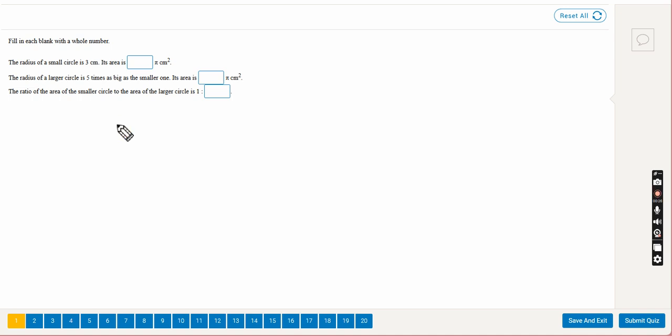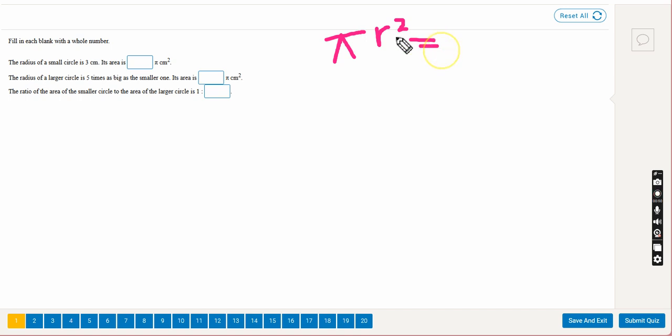Okay, let's start. The radius of the small circle is 3 centimeters. Its area is, so what do you remember for this one? Just keep in mind the formula. The formula for a circle's area is pi r squared. It's always good to write these formulas on the top of the page before you start solving the math quiz for your CA. So pi r squared, right?